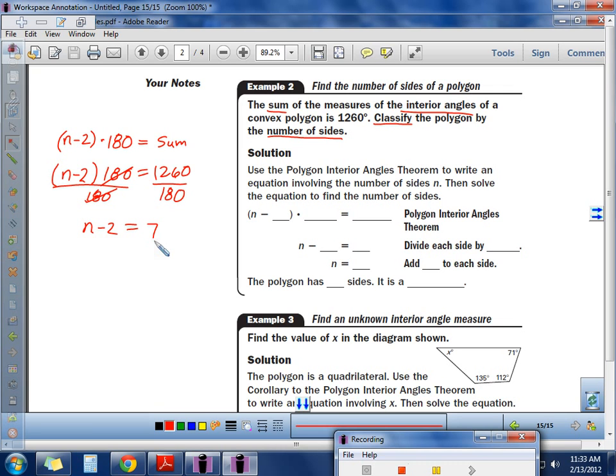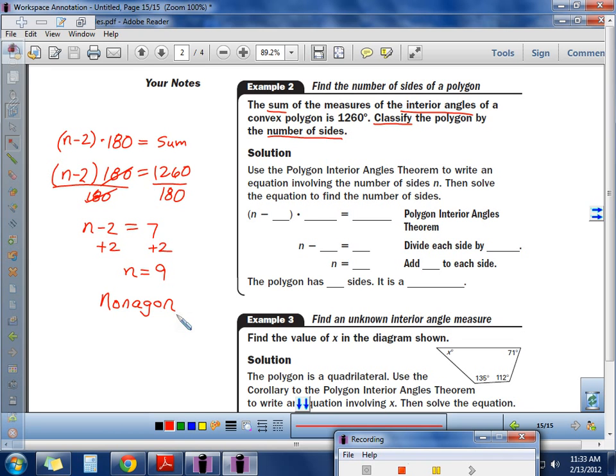To get n alone, how do you get rid of that minus 2? You add 2 to each side. And we get n. Have we answered the question so far? The question says what keyword? Classify. Nine-sided shape is a nonagon. N-O-N. Any questions?